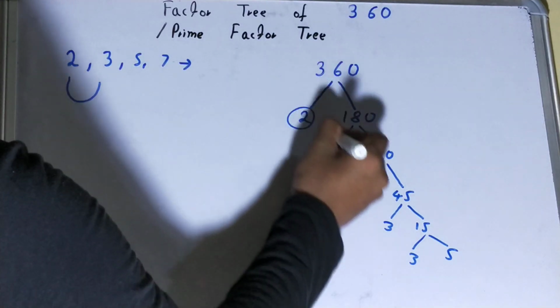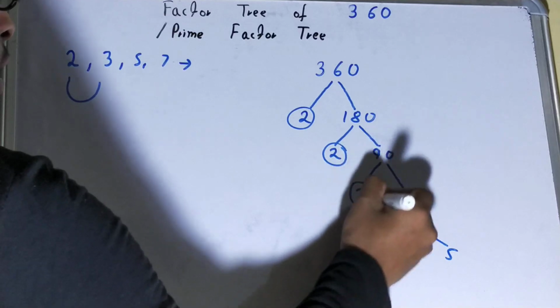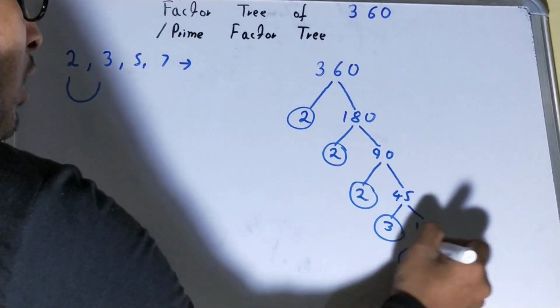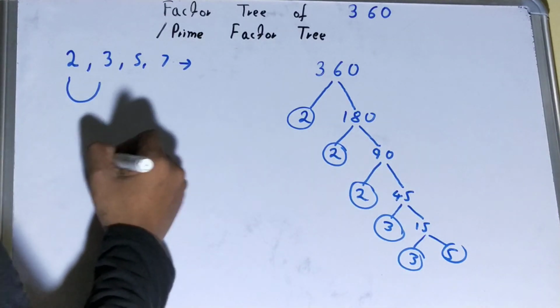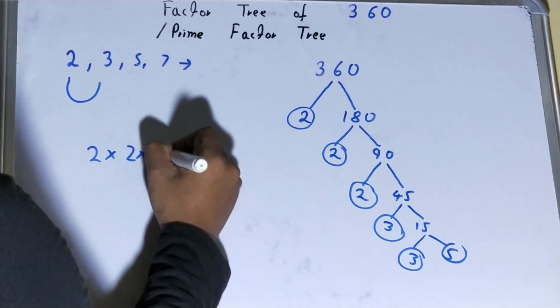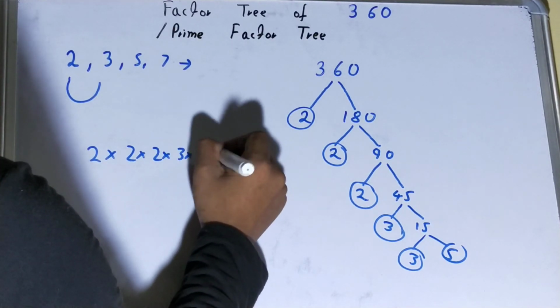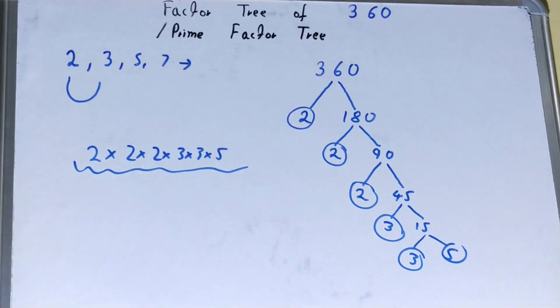and we can circle the terminating nodes or the ending nodes. Okay. And we can also write it separately, that is 2 cross 2 cross 2 cross 3 cross 3 cross 5, in the form of the answer. So this was all about the factor tree of 360.